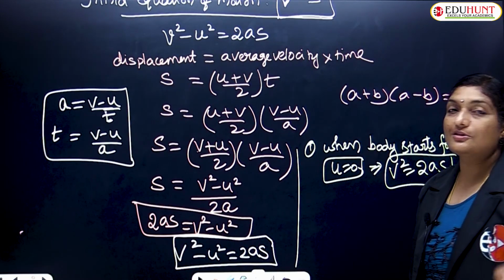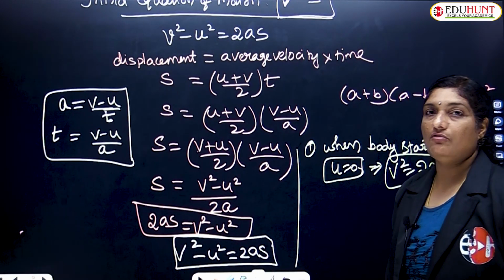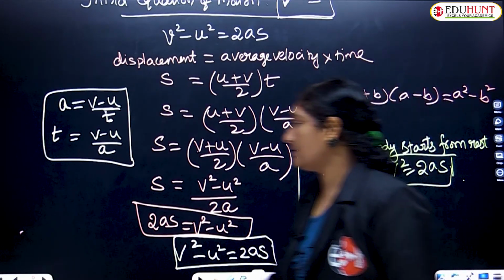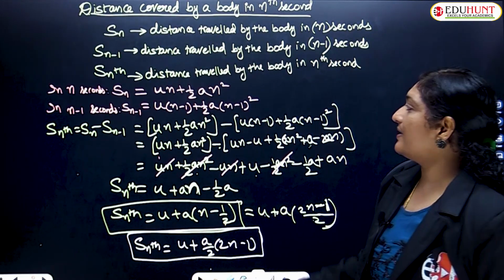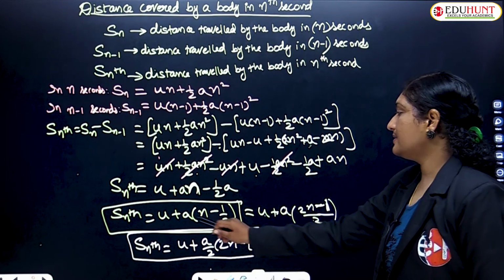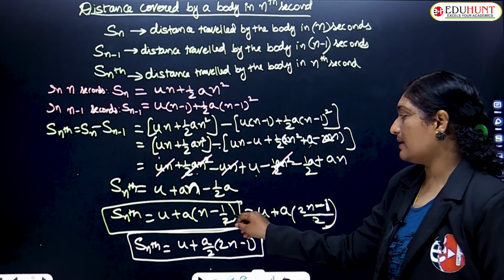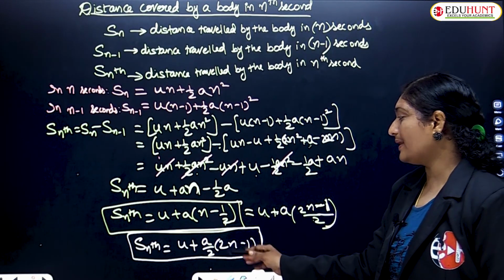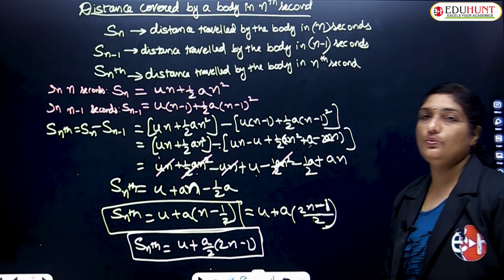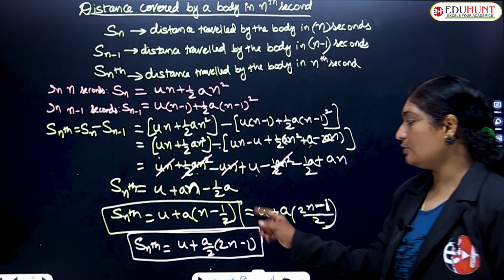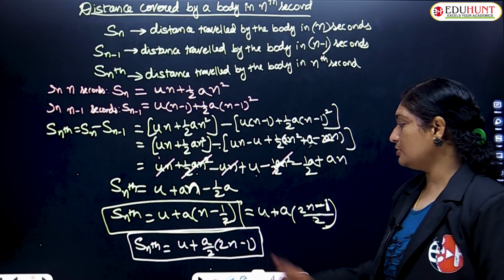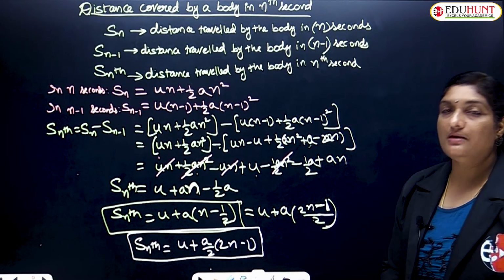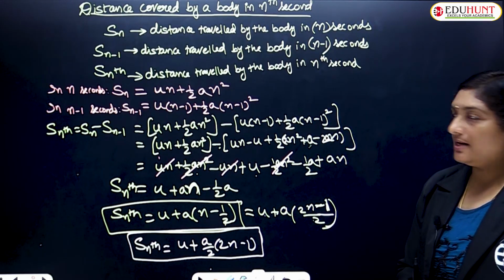Apart from that, we also tried calculating the equation of motion based on the nth second, that particular instant of time. The formula for Snth is given by either u plus a into n minus half, or after taking LCM, you can also write it as u plus a by 2 into 2n minus 1. These four equations you should remember so that you can apply them for the further numericals.